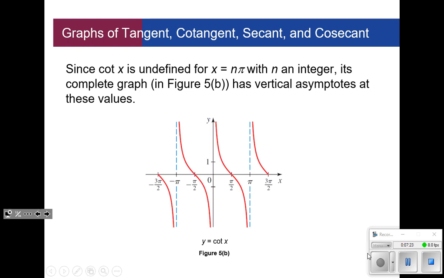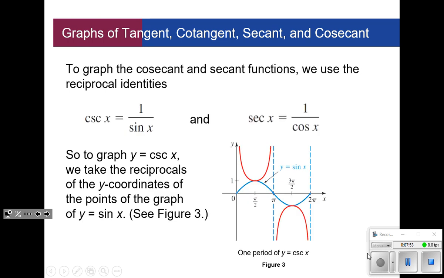Since cotangent x is undefined for x equals n times pi, where n is any integer, it could be pi, 2 pi, 3 pi, whatever. Its complete graph in figure 5b has vertical asymptotes at these values. All of these values are where sine is 0. Those are your vertical asymptotes. Now, let's talk about cosecant and secant.